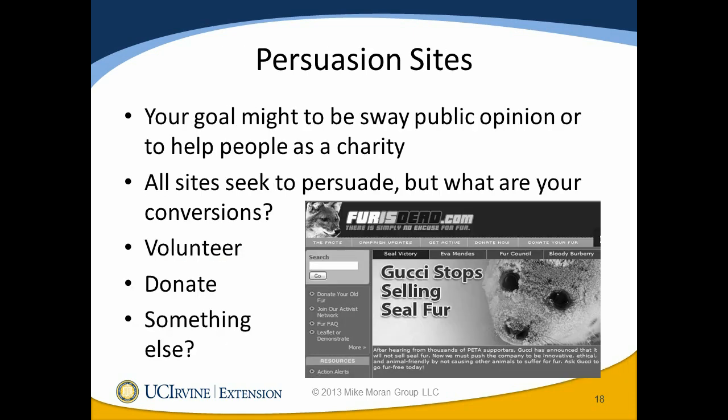Another kind of site is a persuasion site. So here's an example from PETA, the organization that's trying to protect animals, where they have a site called furisdead.com where they're trying to attract people who would like to stop seeing animals used for fur.